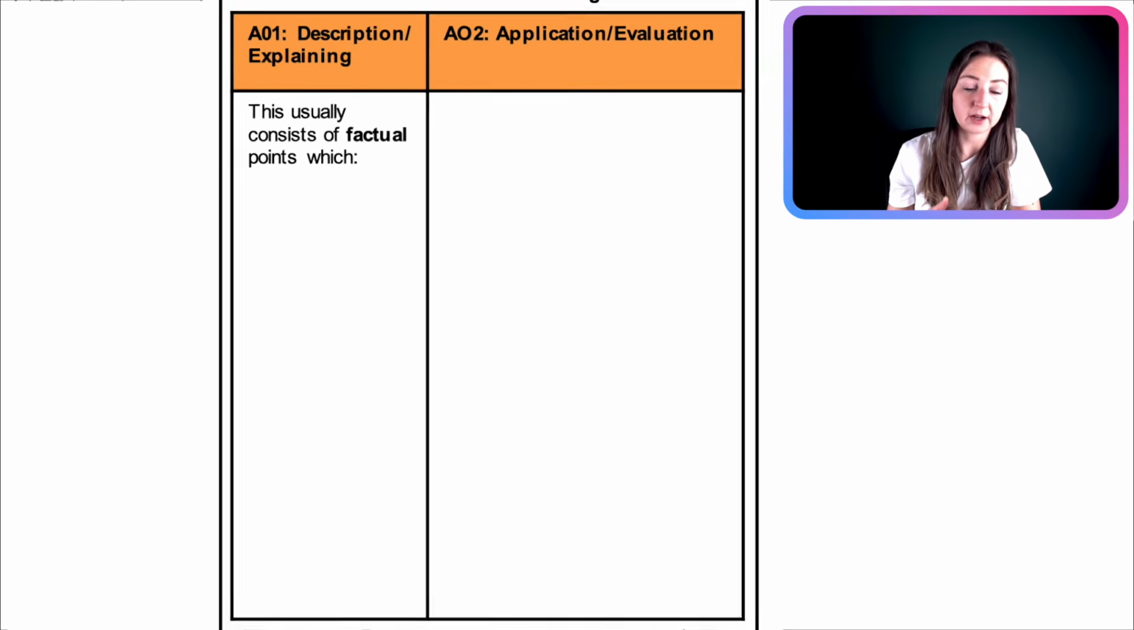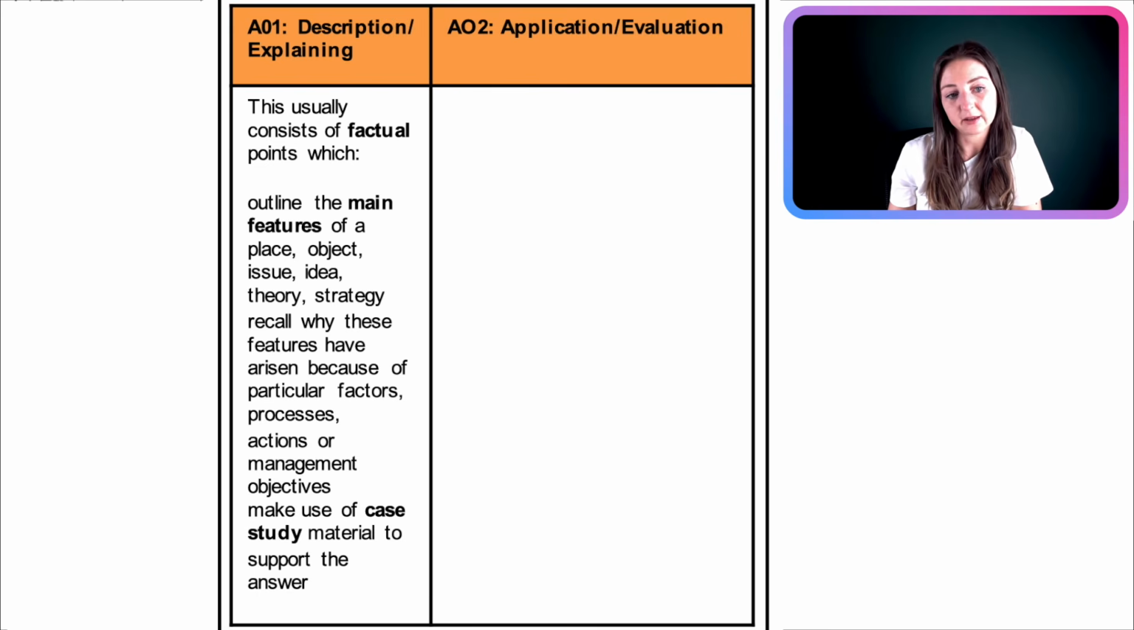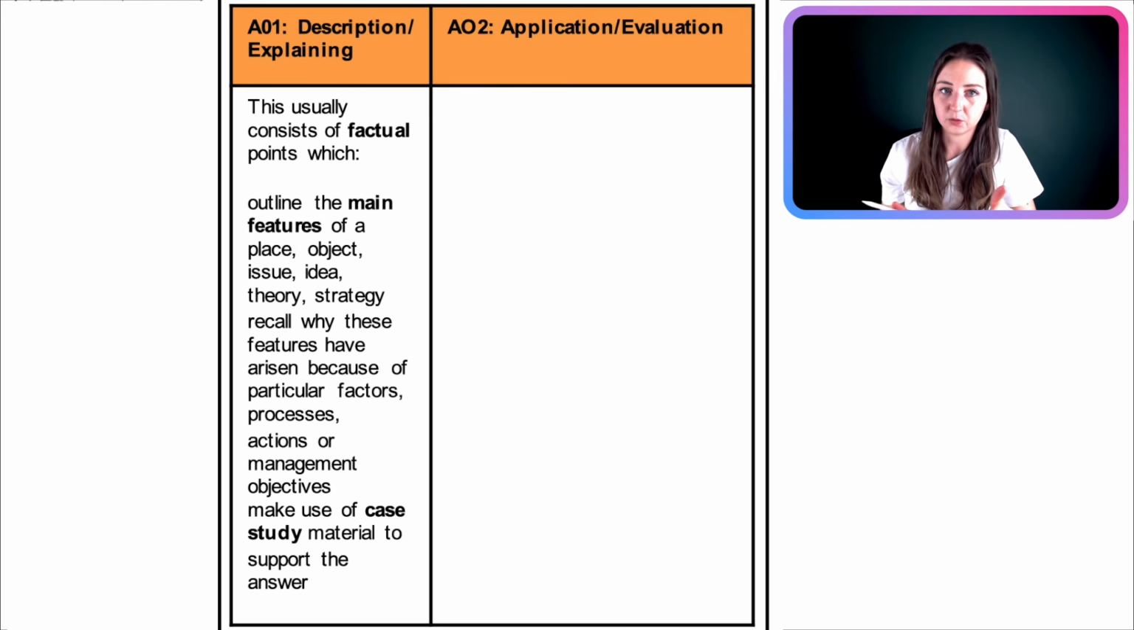So your AO1, this is factual points, and it might outline features of a place, object, idea, theory, recall why these have arisen because of particular factors or processes, actions or management objectives, and make use of case study material to support your answer. So the key thing with AO1, this is your knowledge and your case study and your understanding of it. So your basic, can you recall facts and do you understand it? It's a bit different from GCSE if you learn AO1, AO2, AO3, because AO1 was more knowledge, AO2 was understanding, and AO3 was evaluation. Whereas here you just have AO1 and AO2.